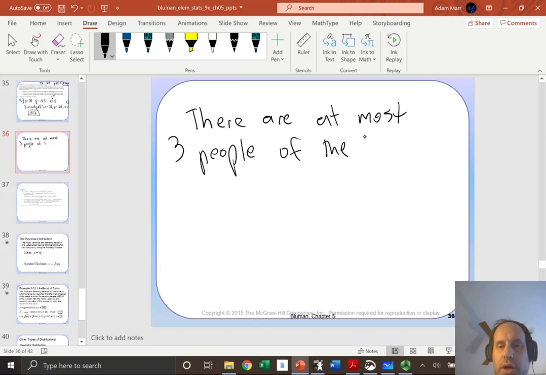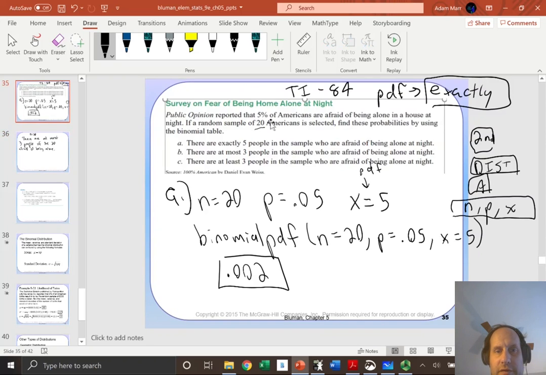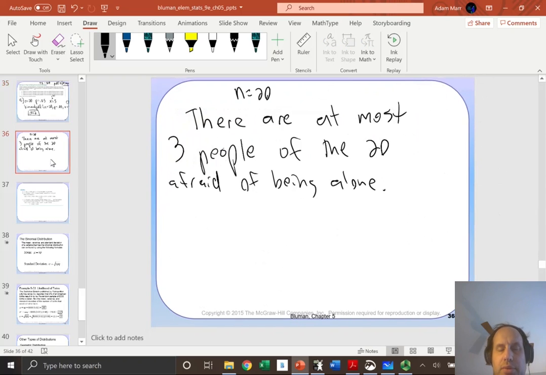Three people of the 20 afraid of being alone at night. Okay, I'm just going to keep that as afraid of being alone. Fine. All right, so right here, what does that mean? There's 20 in the sample, so N still equals 20. The probability in general is basically the same as our previous example, 5% of Americans. So my probability of success, I know that sounds weird, success is afraid, but in the context of this problem, that's what it is. Probability of success is 0.05.